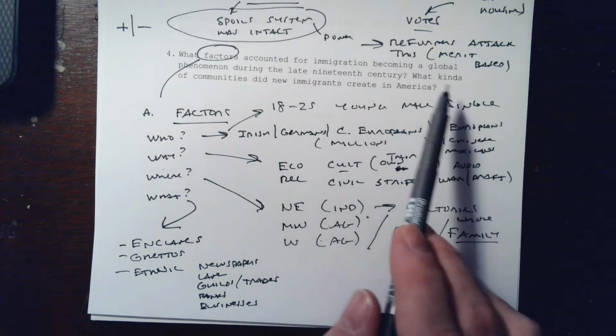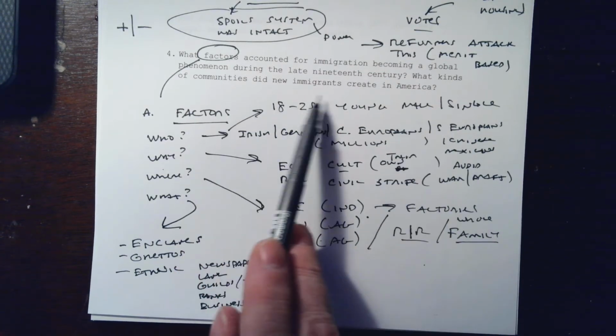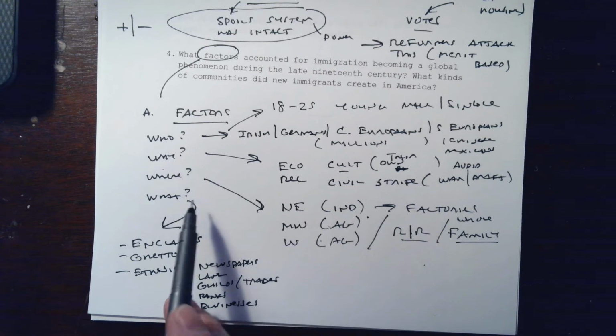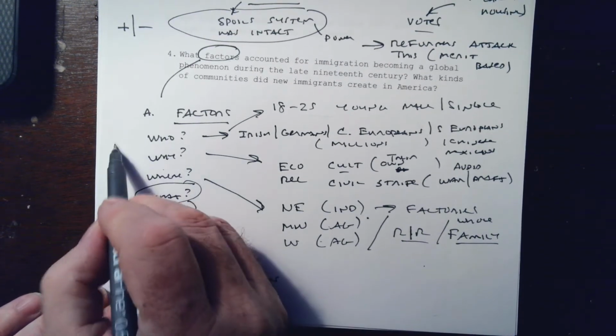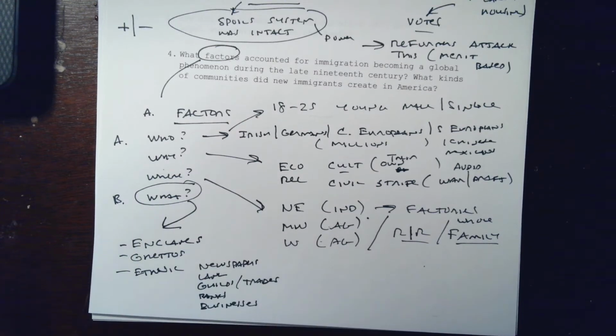Now, again, with this second part, this what kinds of communities that immigrants create, this is it right here. This is the second part. This is B, and then this first one is A. So these are the two big sections that you're going to talk about. Don't limit yourself to 2 paragraphs. You can go to 3 paragraphs.